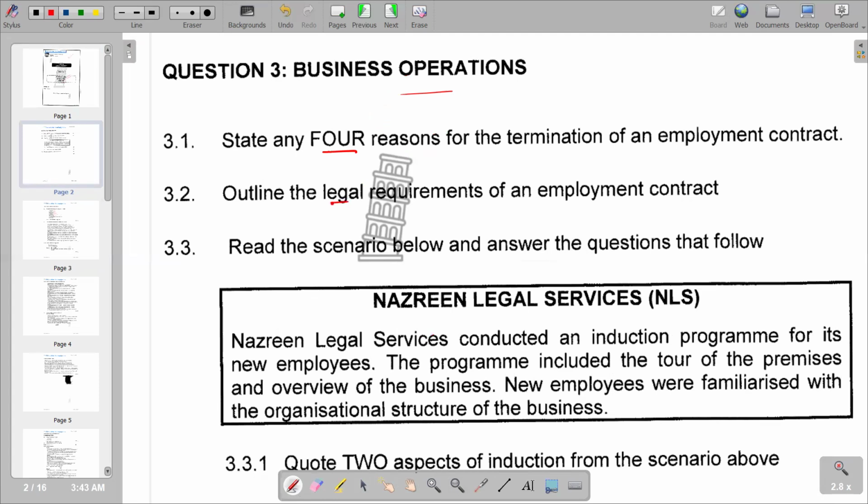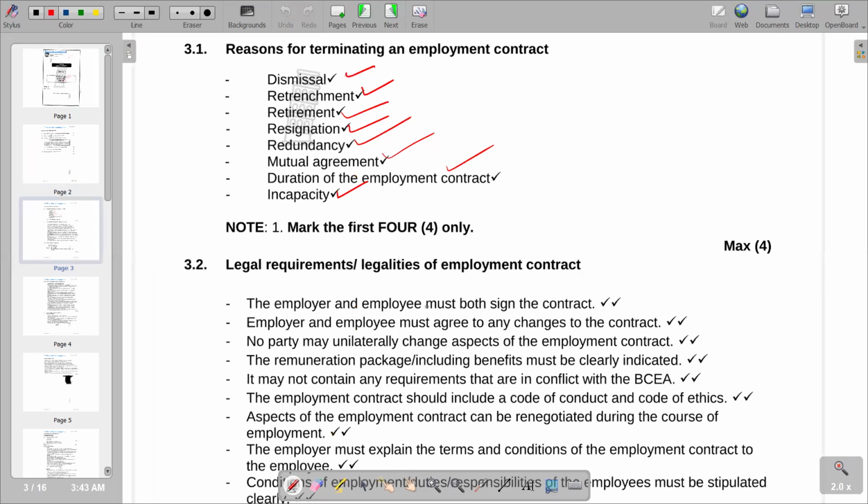What are the rules that guide an employment contract? For it to be an employment contract, both parties should have agreed on the terms and conditions of that contract. This is also a legal requirement. Let's go again to our answer section and look at the legal requirements. The first one says the employer and the employee must both sign the contract, and then the employer and the employee must agree to any changes to the contract. If there are any changes that need to be done, they should all agree.